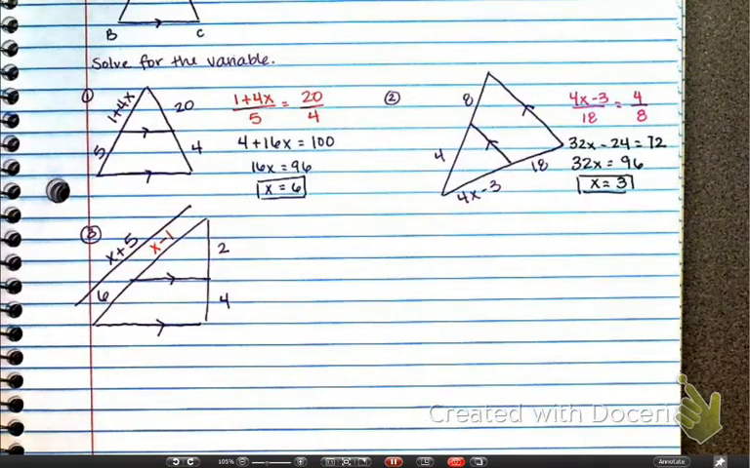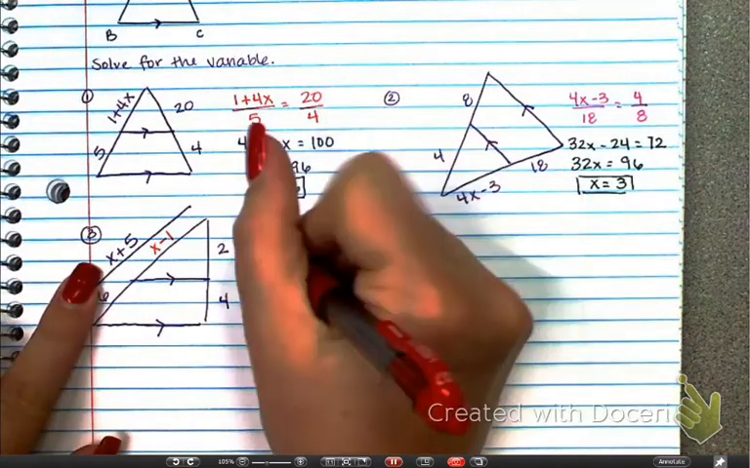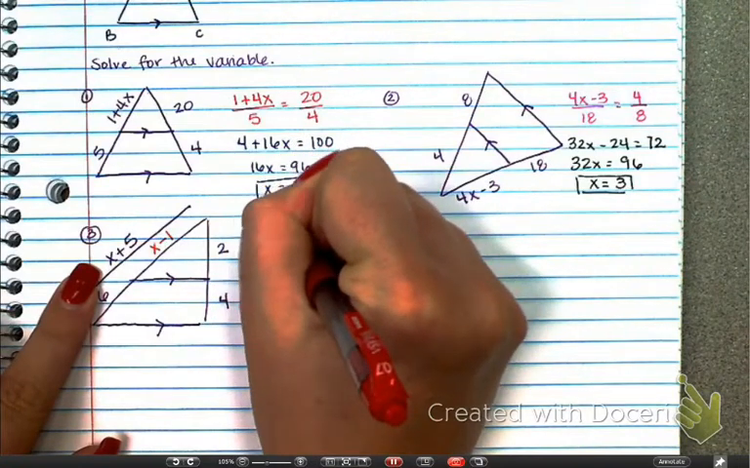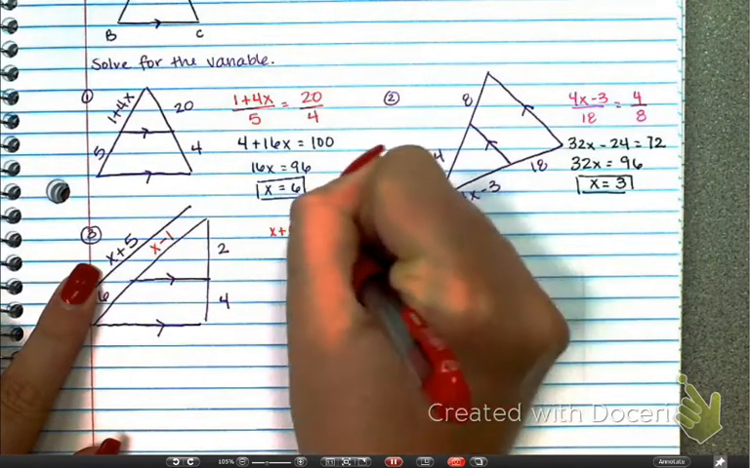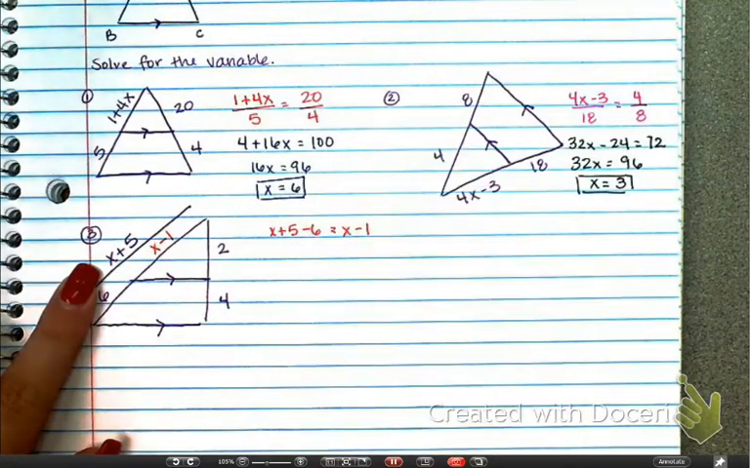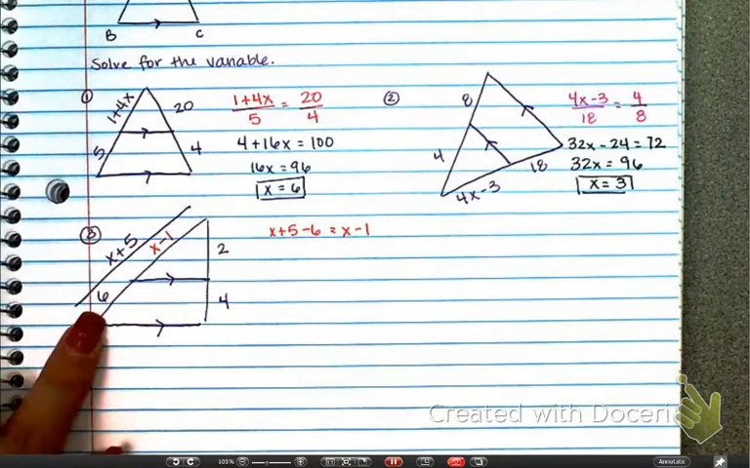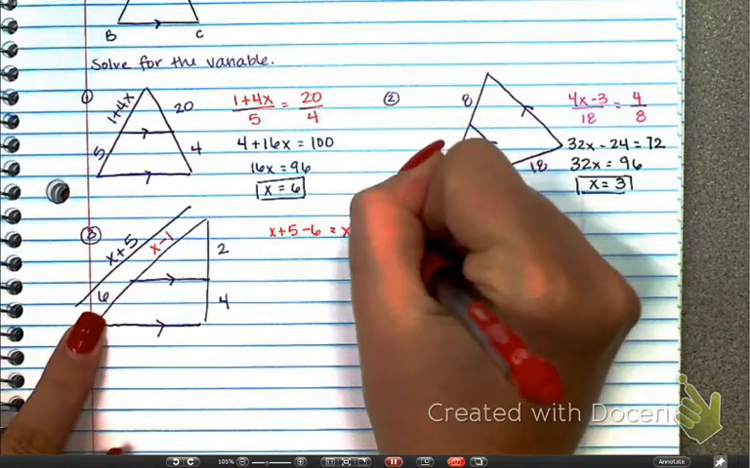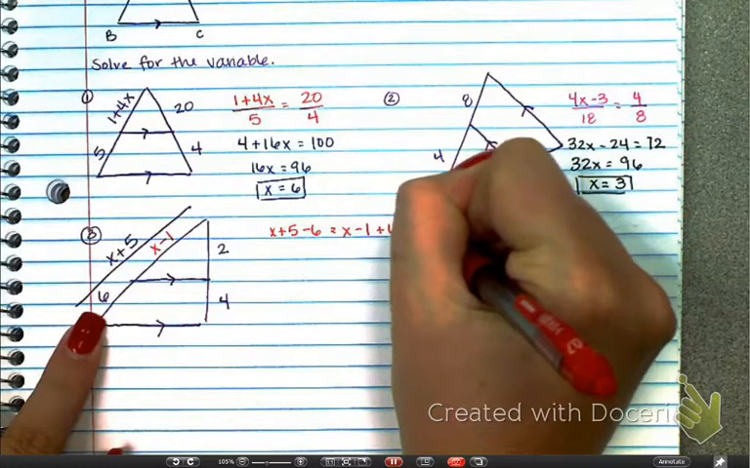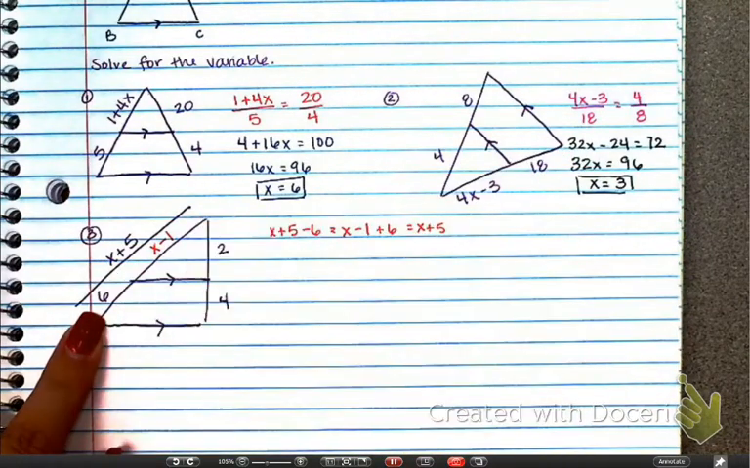Okay, one more time. X plus 5 minus 6 is x minus 1. If I add 6 back to this, you end up with x plus 5, which is the whole length. So I'm going to show you two ways to set it up. The first one is finding that small piece.